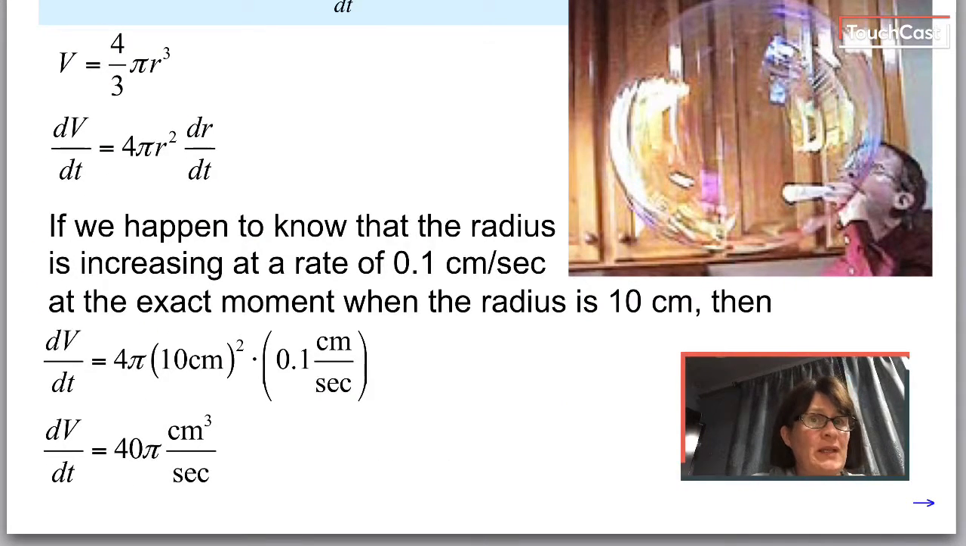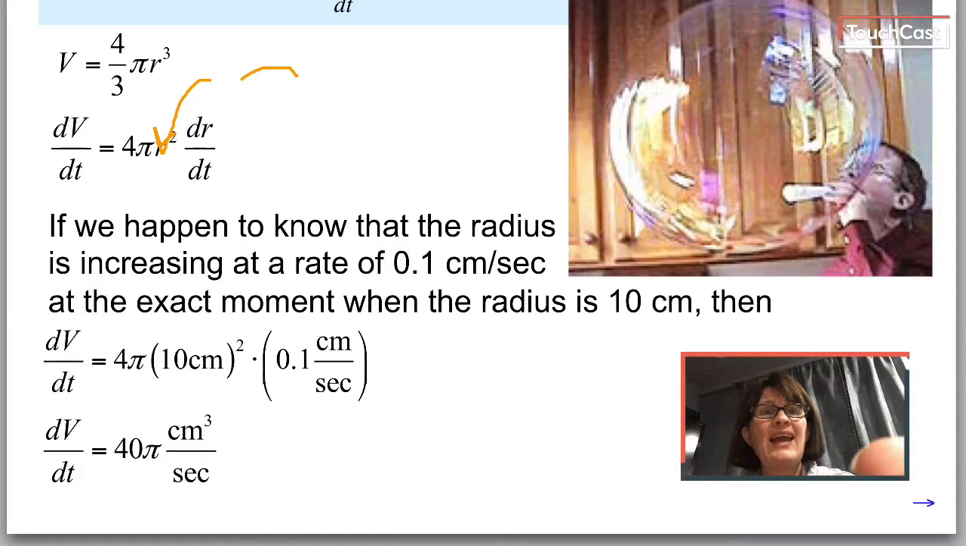Now I can use this formula I have for dV/dt, the rate at which the volume is changing with respect to time, in order to answer questions about how that volume is changing. If I want to evaluate dV/dt, notice I'm going to need to know something about r and the rate at which r is changing. Those are both variables that are in my formula for dV/dt. So if you're going to have to say something about dV/dt, like on the AP test, you'll have to have some information about both of those things.